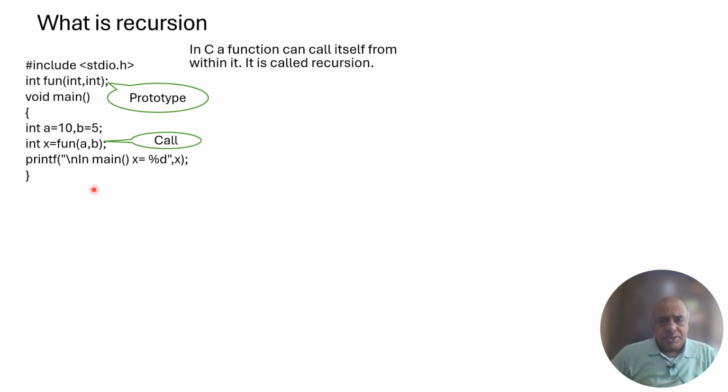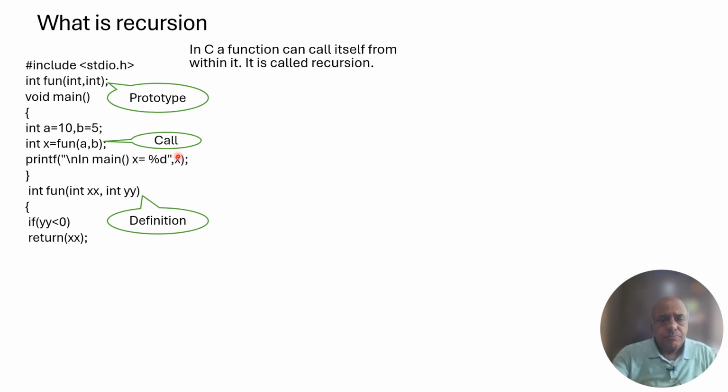Then there is a printf statement in the main. The value returned by the function fun is collected in a variable x, and the value of x is displayed by this printf statement. Then there is the function definition. The function definition is also written the normal way we define it.